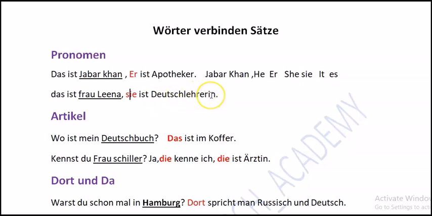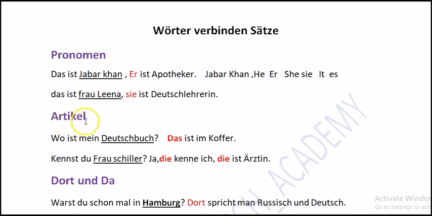Deutschlehrerin: when -in comes at the end of a noun, then it is said in German to be female. Like if we say Deutschlehrer, it means a male German teacher. If we say Deutschlehrerin, then it means a female German teacher. So these are the pronouns. In such a manner, we can connect two sentences with the help of a pronoun.